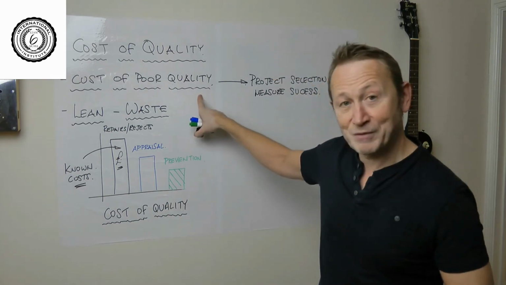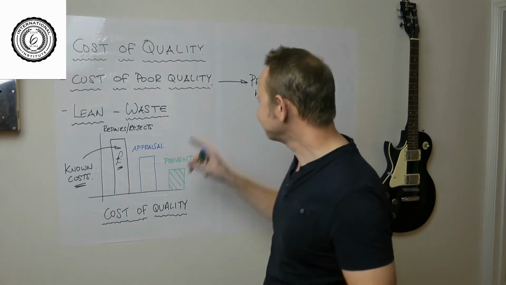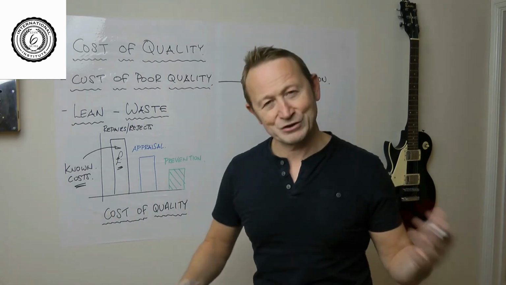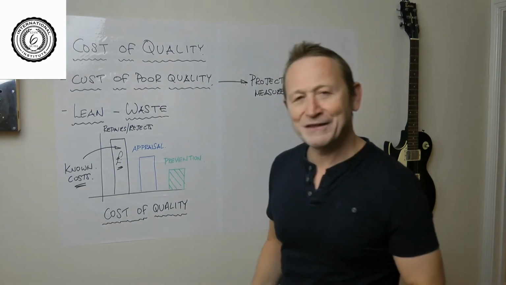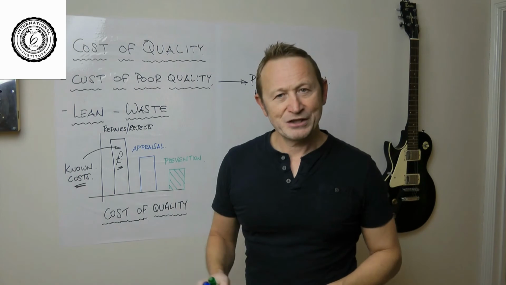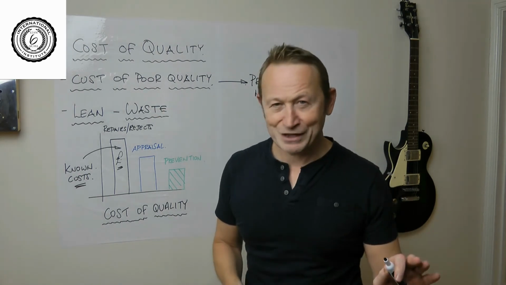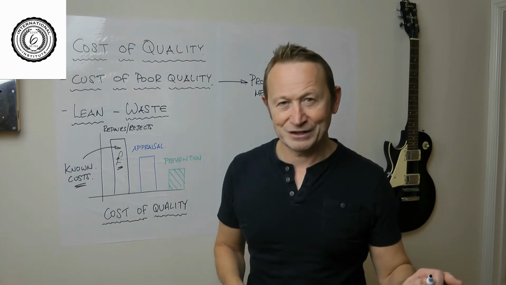Because of course, you've probably got too many problems down here. You can't do them all at once. You've got to pick some. How are you going to work it out? Well, maybe the biggest cost of poor quality might be the way. However, I have a problem with this because, quite honestly, the true cost of poor quality, you're never going to know it. You can never calculate it.